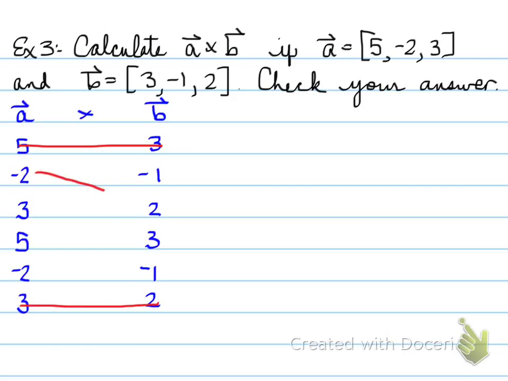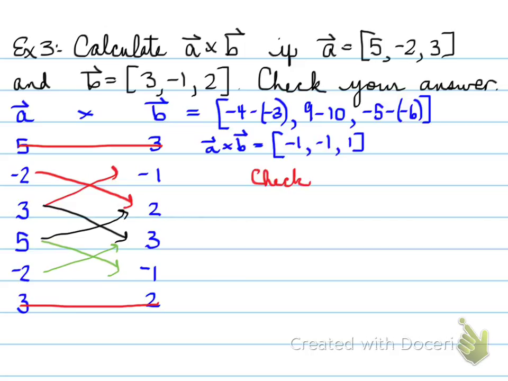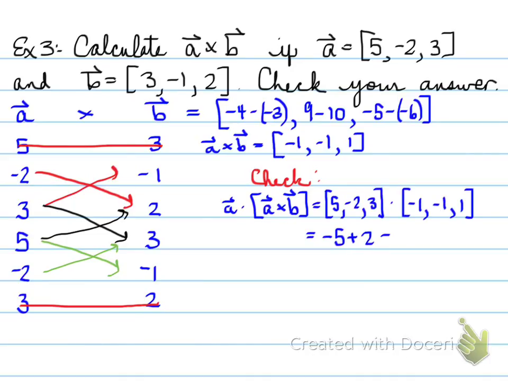The cross product will be -4 minus -3. Next will be 9 minus 10. And the last one will be -5 minus -6. So our resulting vector from A cross B will be -1, -1, and 1. Let's check our answers. So let's check A dot the cross product. It turns out A dot the cross product will equal -5 plus 2 plus 3, which gives us 0.